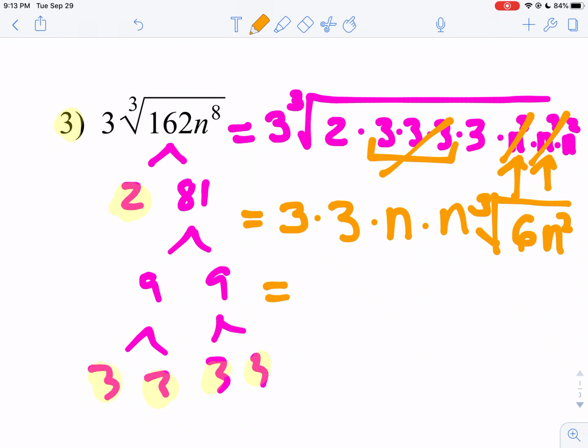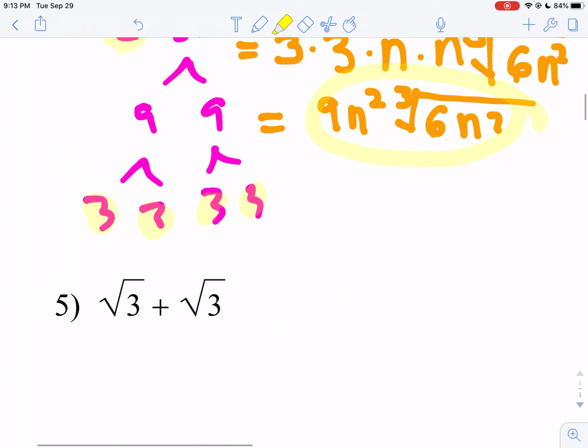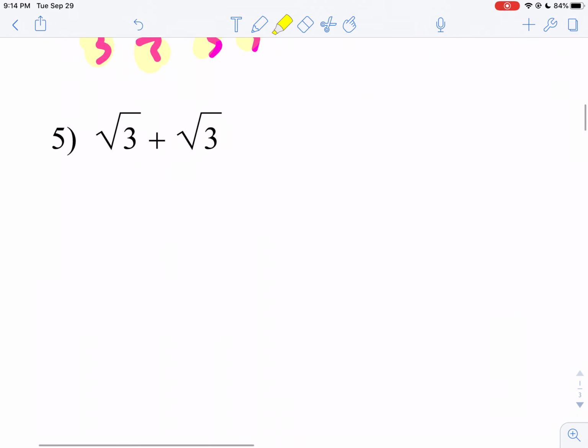The last step is to multiply the outside numbers or expressions. So here you have 9n squared, and then you have the third root of 6n squared. Okay, that's your answer. Check the back of the book, the bottom of the page, and make sure that that's the answer that you should have. All right, so that was a review problem.